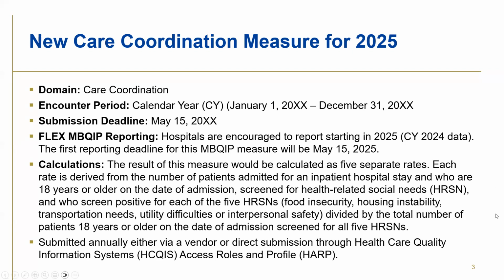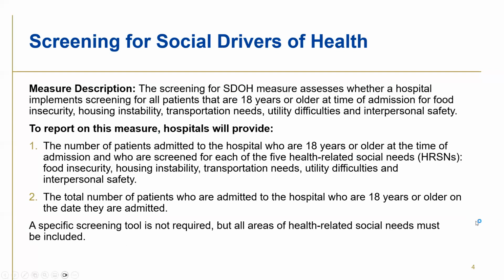And so this year, hospitals are encouraged to report. April 1st is when it'll open. So like all other structural measures in the past, it'll open up on April 1st, and you'll have through May 15th to submit the data. And a specific screening tool is not required, just as long as all areas of health-related social needs are there, then that's fine. And I do have a slide that I will go over that has additional resources, with a link that will take you to some examples of tools that you can use for data collection.